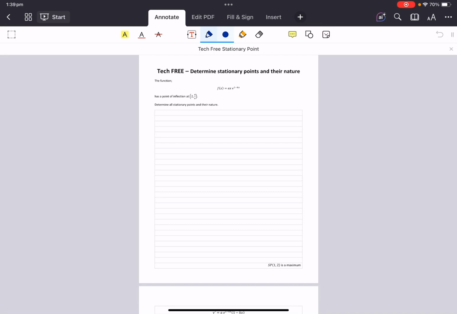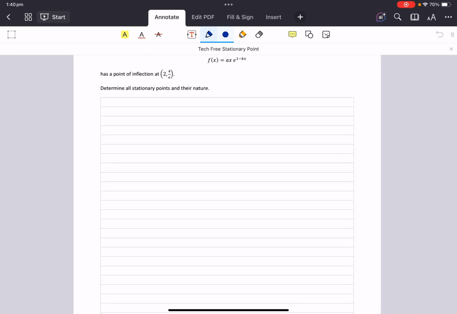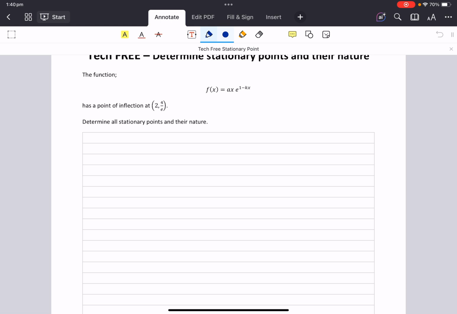Righto, so you need a bit of a hand with this one. We have got a point of inflection and a stationary point, so that means we're needing first derivative and second derivative. It's going to get a bit messy.